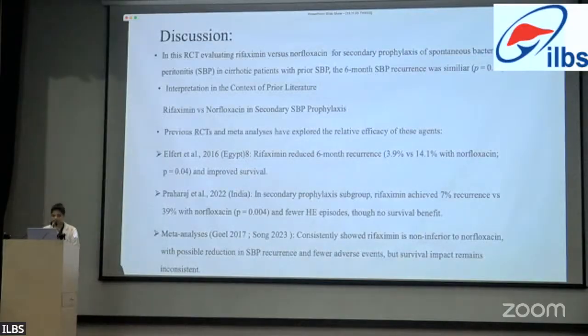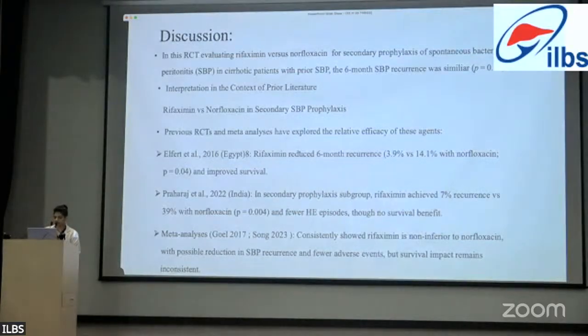Discussion. In this RCT evaluating rifaximin versus norfloxacin for secondary prophylaxis of SBP in cirrhotic patients with prior SBP, the 6-month SBP recurrence was similar. Now, coming to the interpretation in the context of prior literature. In the prior literature, there have been RCTs and meta-analyses.